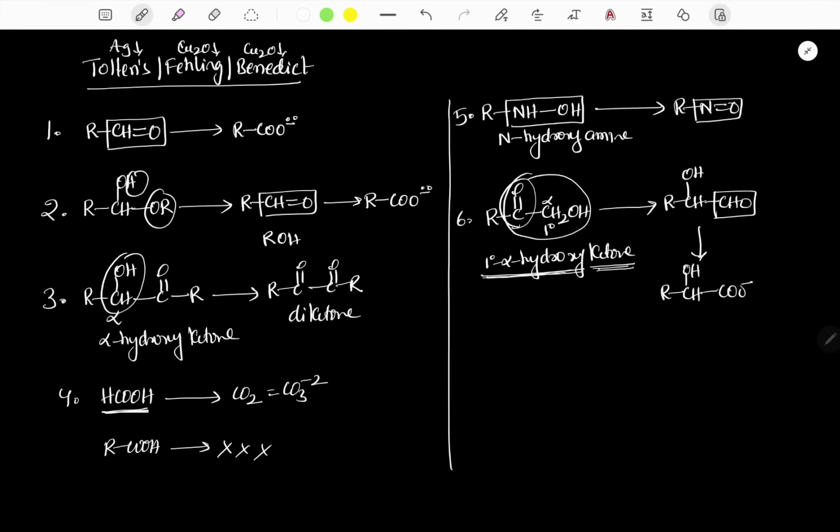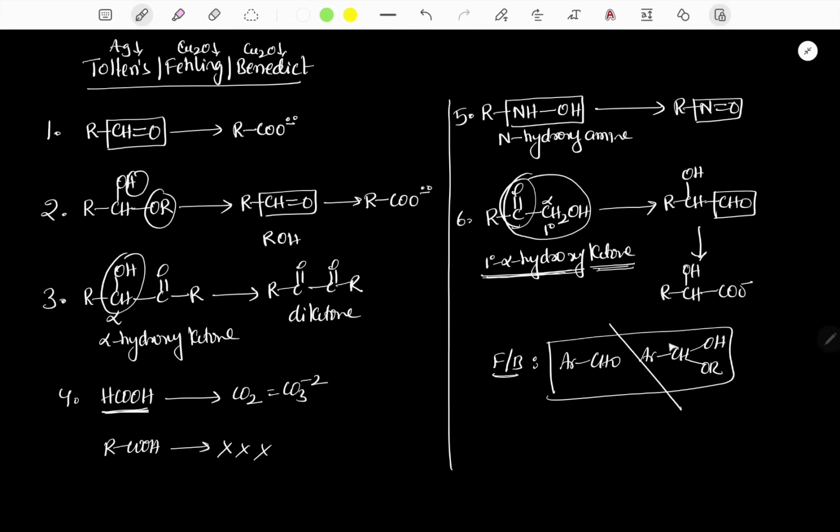In all these cases, when we add Tollens, silver is deposited. When we add Fehling or Benedict, red precipitate Cu2O will be deposited. And there is one exception for Fehling and Benedict: aromatic aldehydes and aromatic hemiacetals. These two compounds do not respond to Fehling and Benedict, but they respond to Tollens. So this is about the tests for aldehydes and ketones.